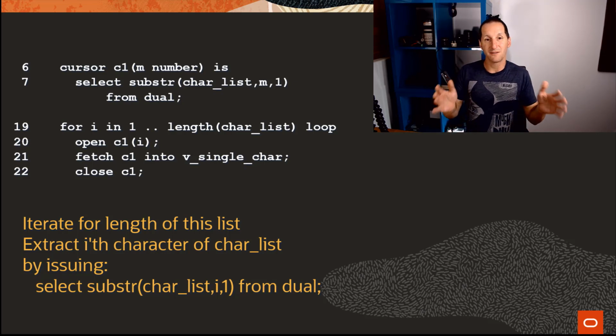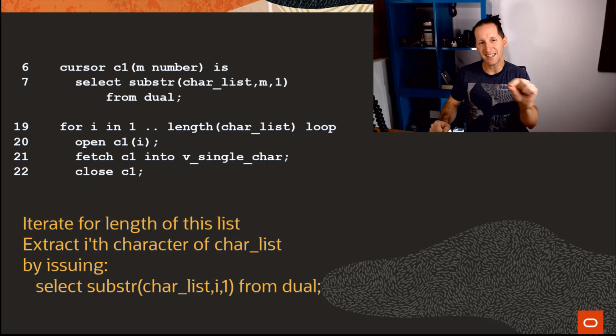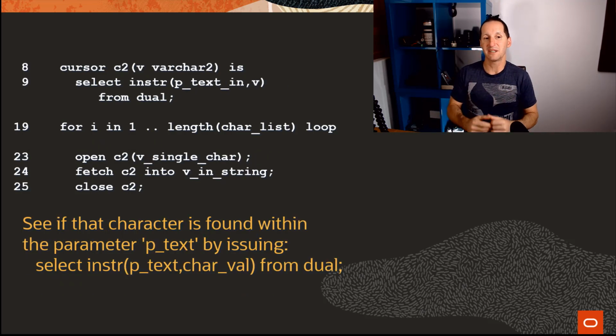If we look at lines 19 through 22, we have this list now of 240 characters. We're going to iterate through each character, and to extract each character we do a select substring from dual to get the first character, the second character, the third character, etc. Once we've got that character, we look at our incoming text. Line 9 there is the text that's coming in. We look inside that text for the character we've just extracted, to see if that character is found inside the incoming parameter called ptext, using an instring from dual.